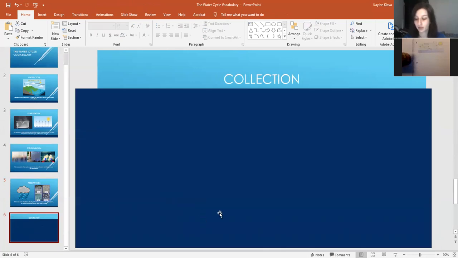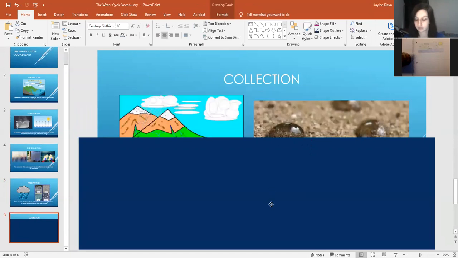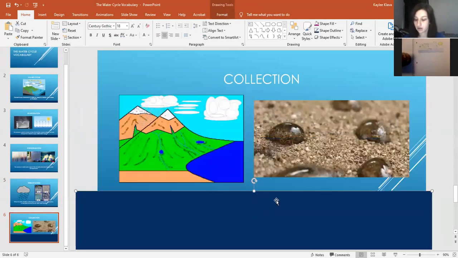The last word we're going to talk about today is collection. Skip a line in your journal and write down collection. This word has a few different meanings. Think about what it could mean in relation to the water cycle. Now let's look at an image of collection. Do you have an idea of what definition we're going to use? Let's find out.